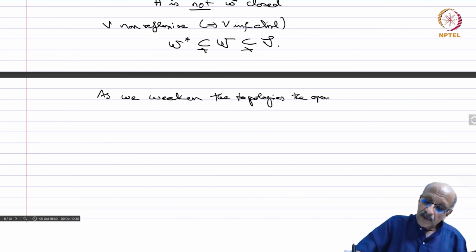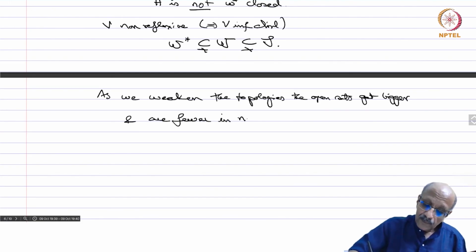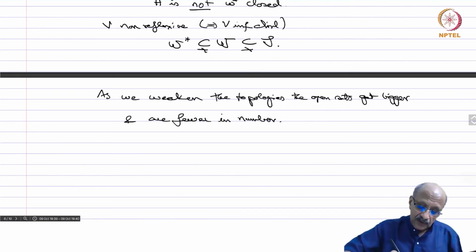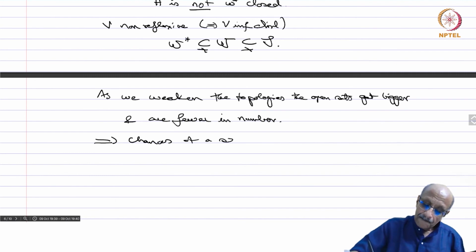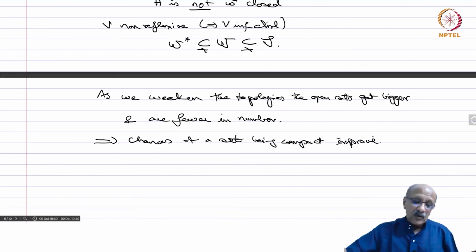the open sets get bigger and are fewer in number. So this means the chances of a set being compact improve. So what is compactness? Every open cover has a finite subcover. So you have fewer open sets, so already the open covers come down, and then the open sets get bigger. So hopefully a finite number of them will cover.